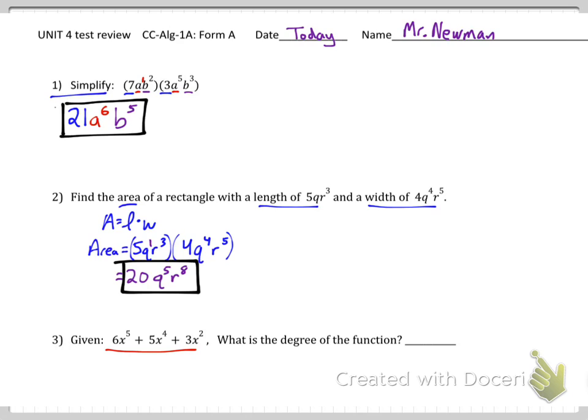Now, for number 3, if we're given that polynomial, what is the degree of the function? Well, degree is the largest exponent. Looking there, I have an exponent of 2, 4, and 5. The biggest one is 5, so the degree is 5.